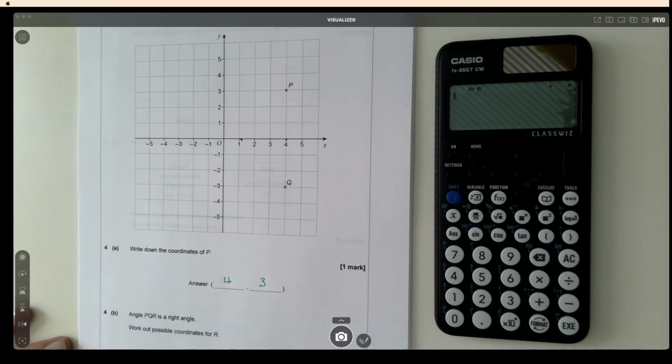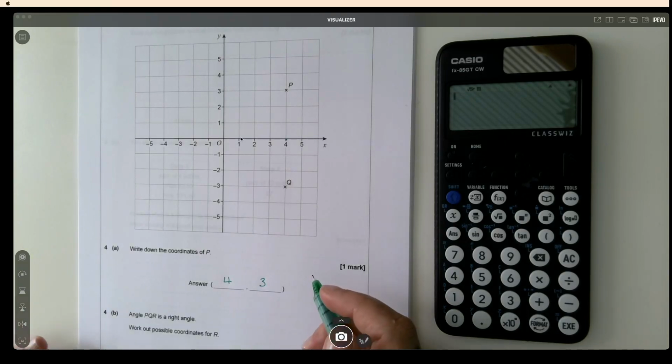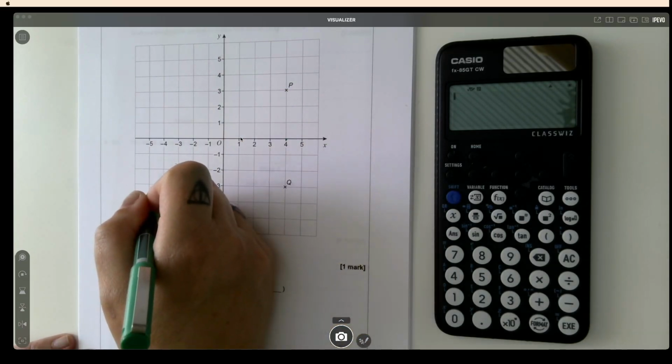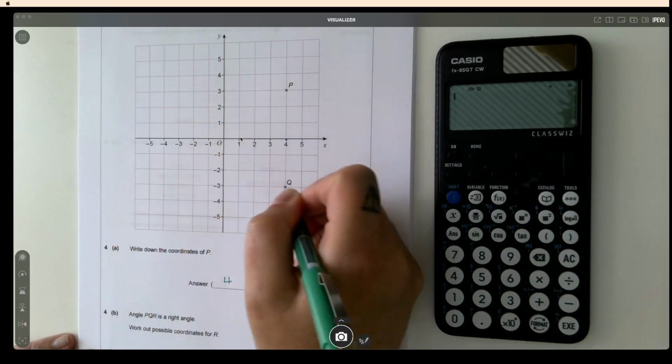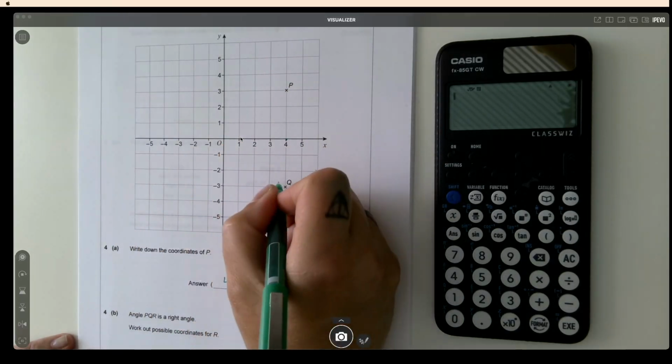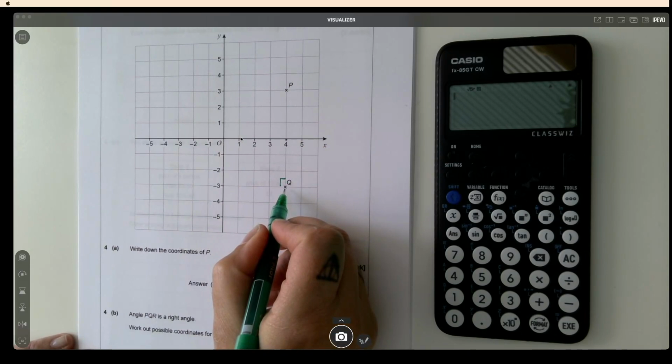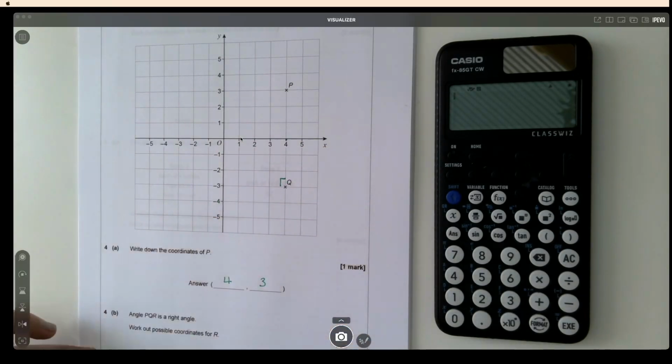4b, angle PQR is a right angle. Work out possible coordinates for R. So angle PQR, so R needs to be over here somewhere, so we could do the angle inside. And a right angle means that we want the line that would be made with Q to R to be perpendicular. It wants to go off at that right angle.